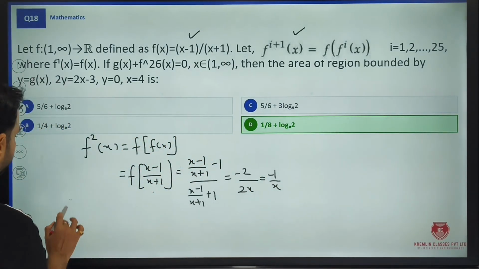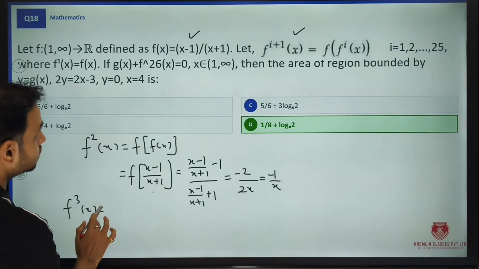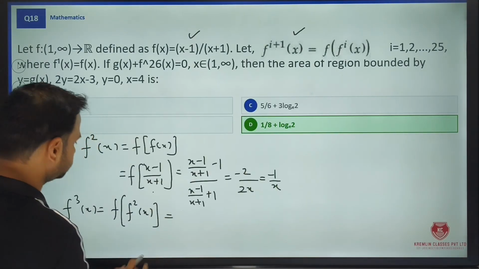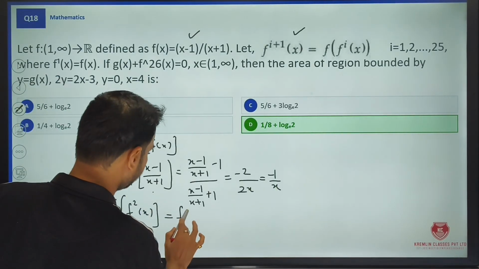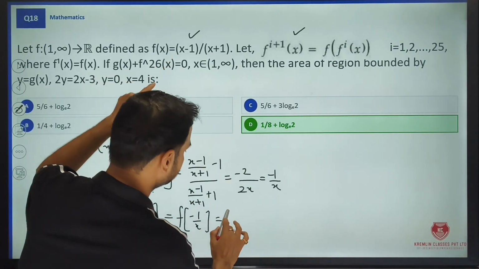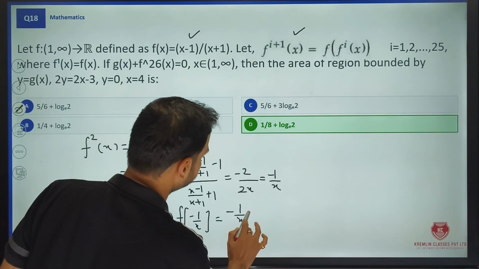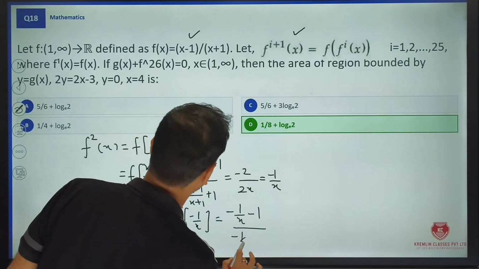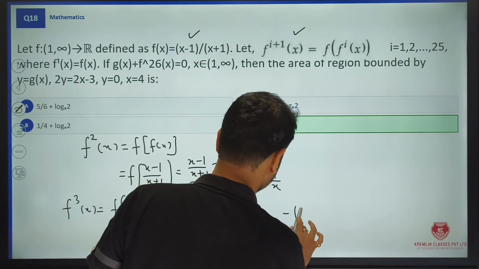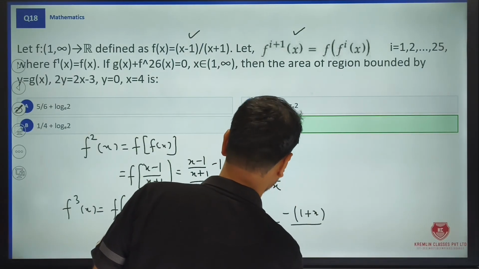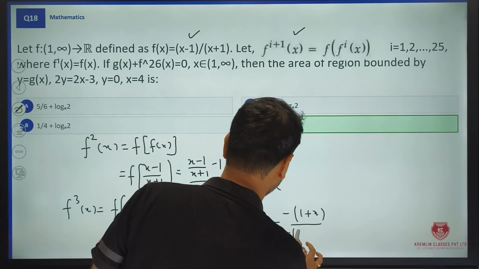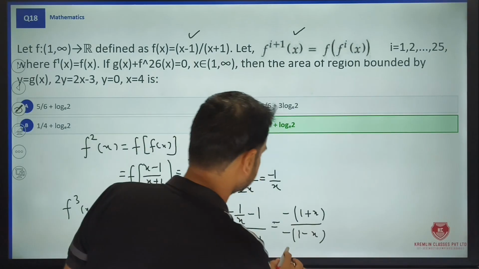When we find f3(x), it is f of f2(x). So f2(x) is given by minus 1 by x. So when we solve it, in place of x we put minus 1 by x: minus 1 upon minus 1 by x plus 1. So minus of 1 plus x upon minus 1 by x minus 1, so it is x plus 1 upon 1 minus x.